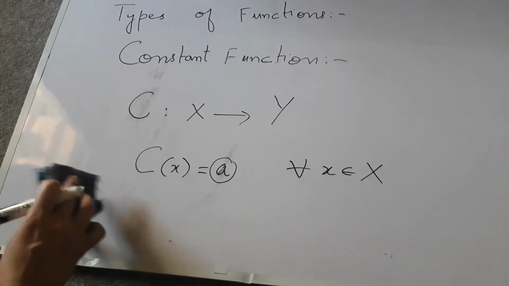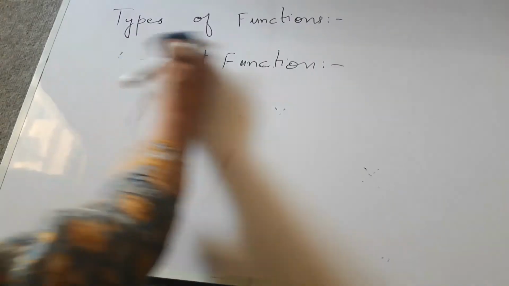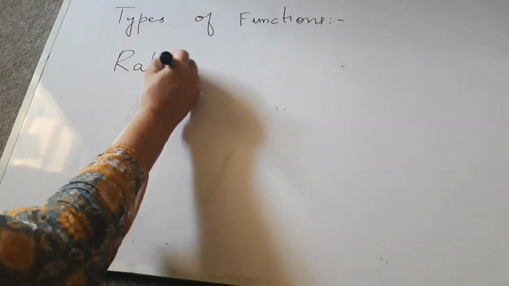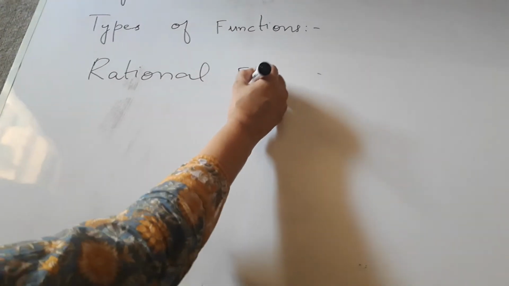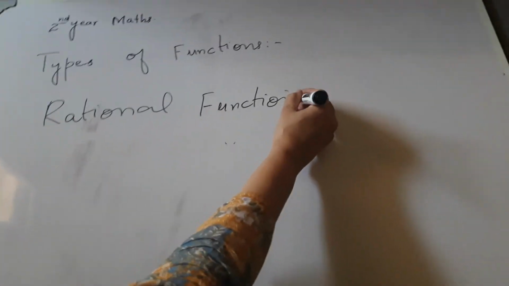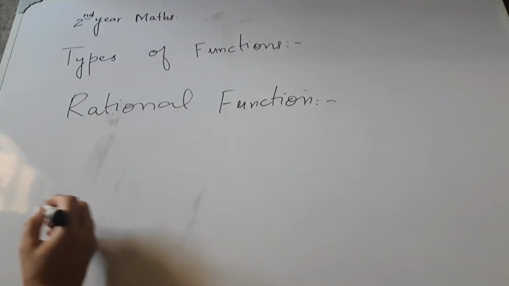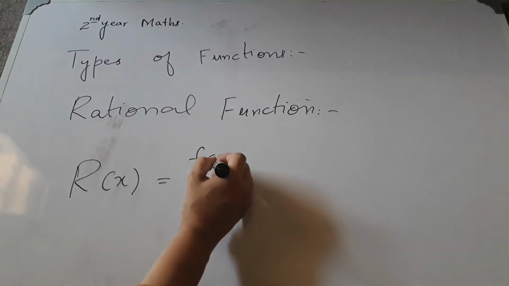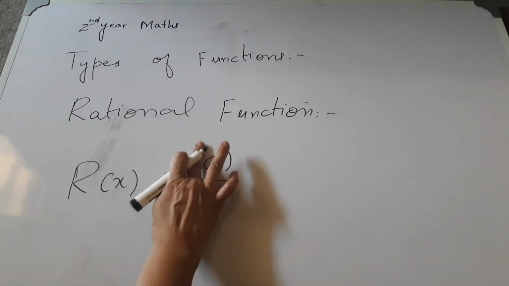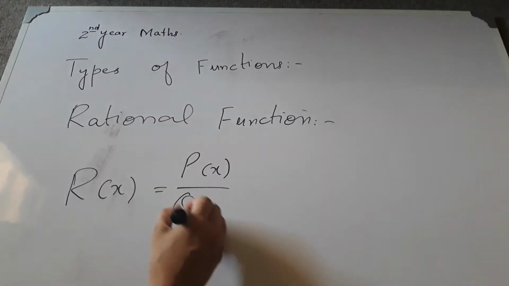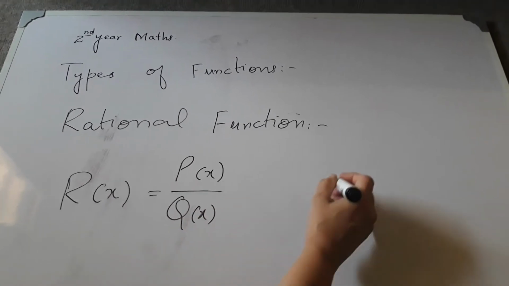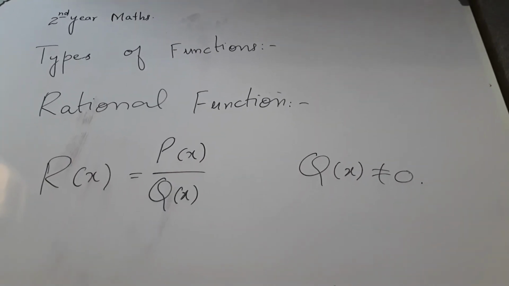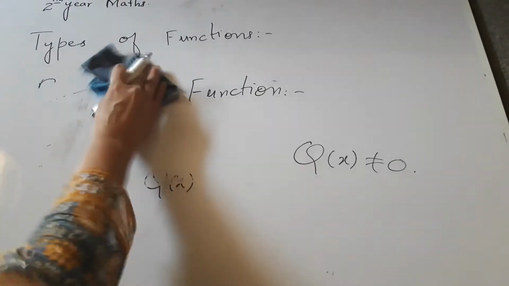Then we have the rational function. Rational function is defined by or denoted by r of x and this is equal to f of x or p of x, usually we denote p of x over q of x where q of x is non-zero. This is called the rational function. Then we have trigonometric functions.